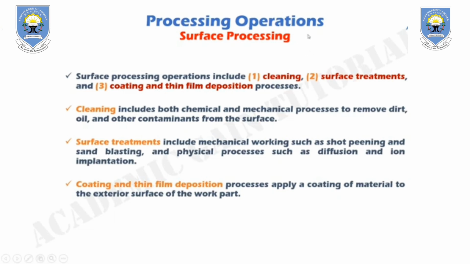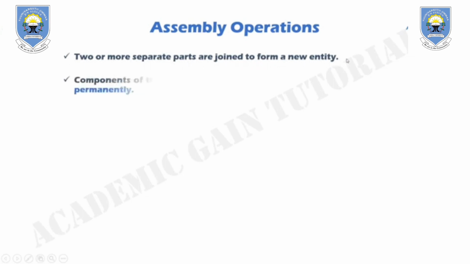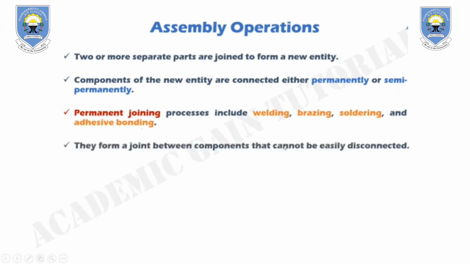So, till now we have been discussing the processing operations. Now let's learn about the assembly operations. The second basic type of manufacturing operation is assembly, in which two or more separate parts are joined to form a new entity. Components of the new entity are connected either permanently or semi-permanently. Permanent joining processes include welding, brazing, soldering, and adhesive bonding. They form a joint between components that cannot be easily disconnected.